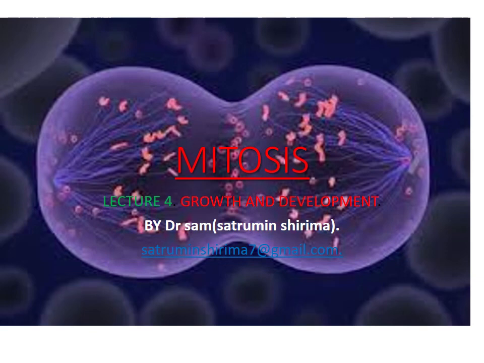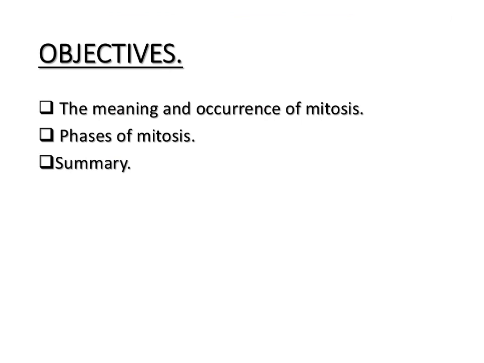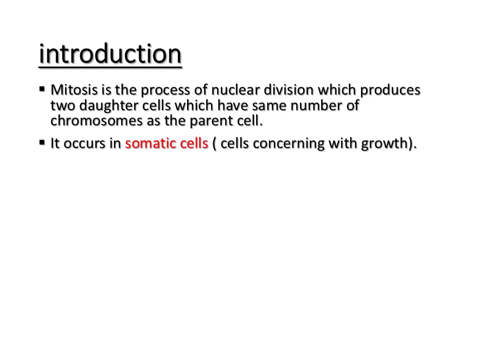Today we are going to talk about mitosis. We are going to see the meaning and occurrence of mitosis, phases of mitosis, and a summary on the events of mitosis. Introduction. Mitosis is the process of nuclear division that produces two daughter cells which have the same number of chromosomes as a parent cell.